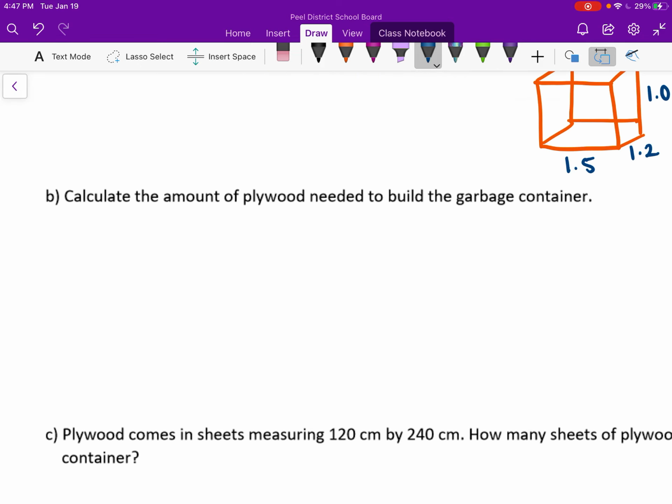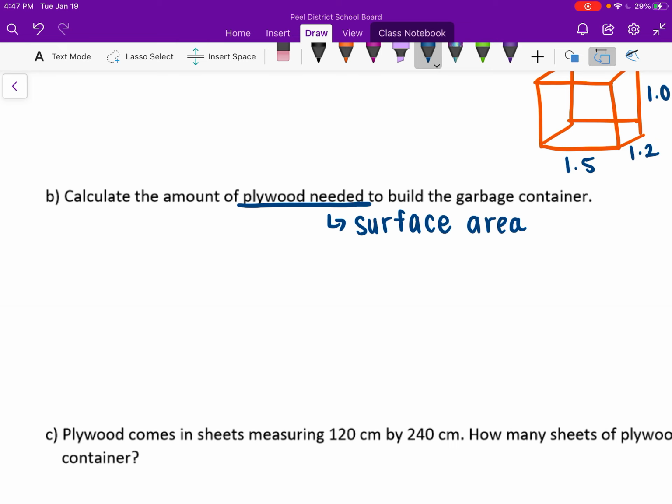Calculate the amount of plywood needed to make this garbage container. When it says to calculate the amount of something, you're looking for surface area. When it's asking you how much of something can fit in there, it's asking you for volume. So this is asking for surface area.